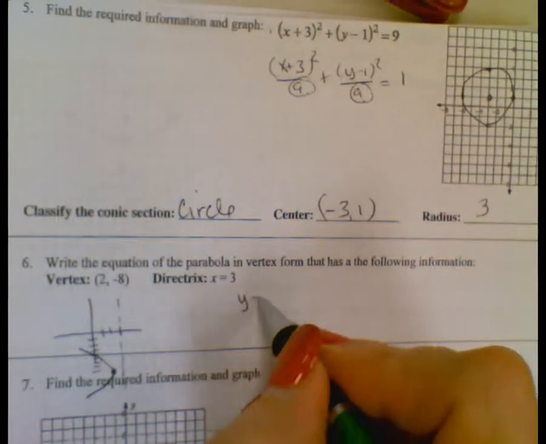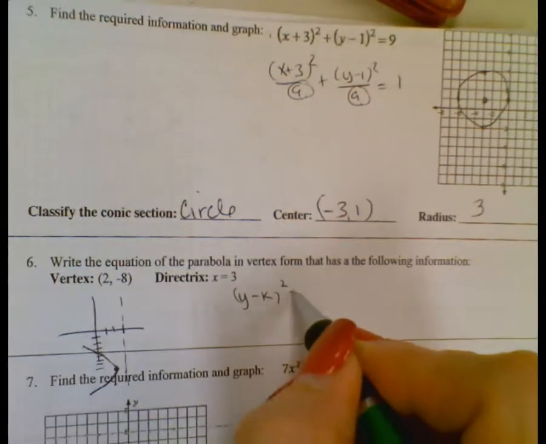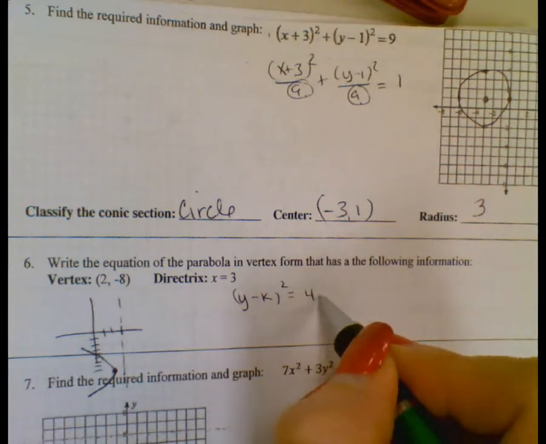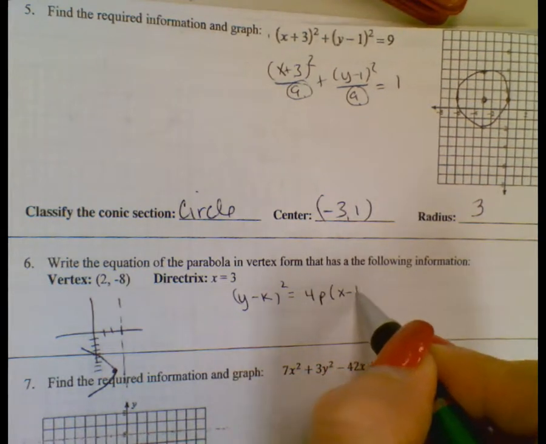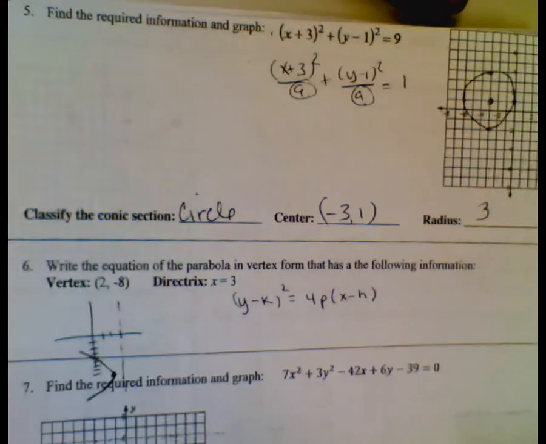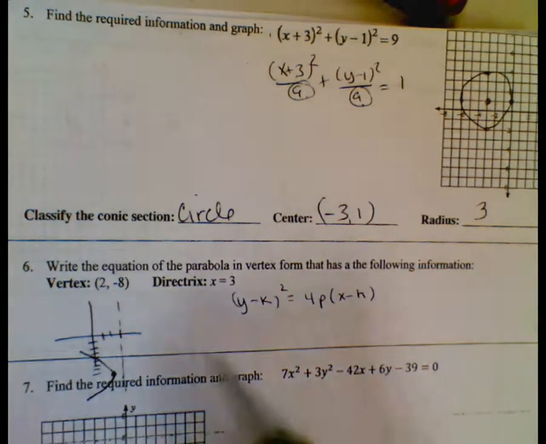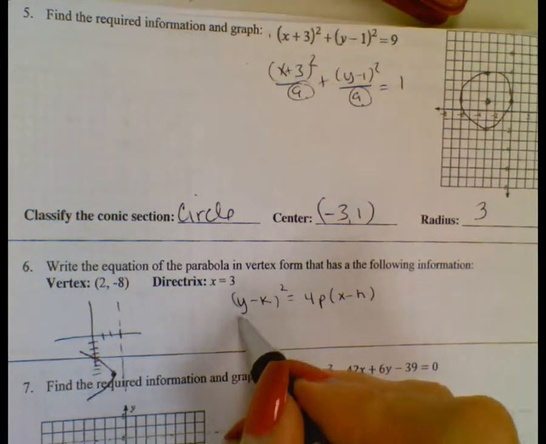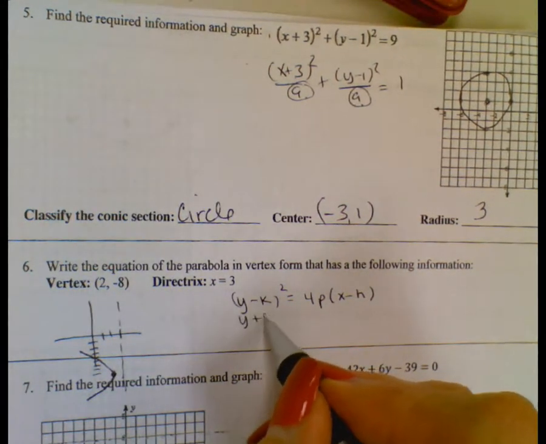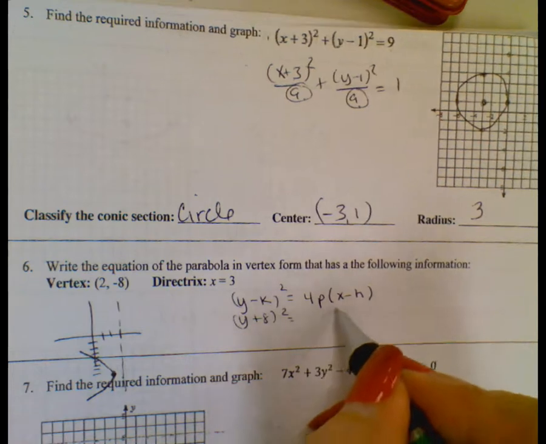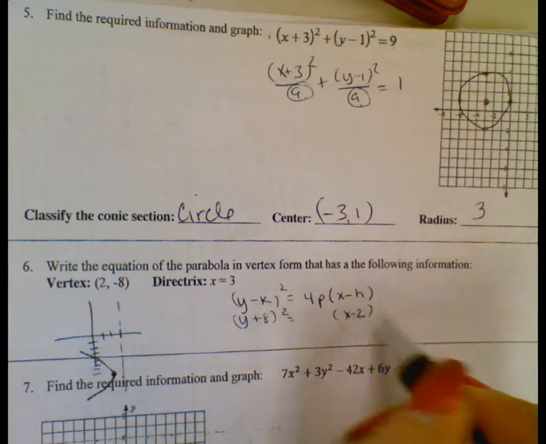Therefore, this is what a left parabola's general form looks like. So look at your formula sheet. You will notice that you'll see this on there. Okay? So the vertex was given, so we can actually get that part of it. So this is y minus -8, which is y plus 8 squared. And then the x minus 2 parts there.